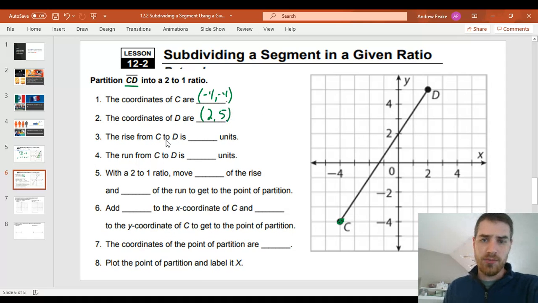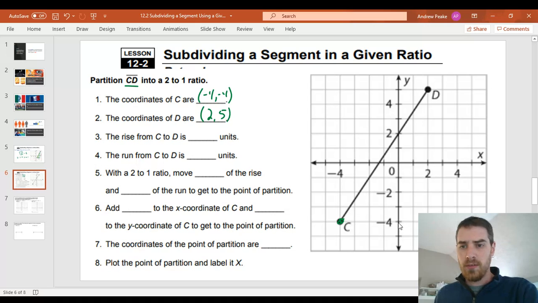The rise from C to D looks like I'm going from -4 on the y-axis to +5, so I'd say 9 units. So from C to D would be 9.